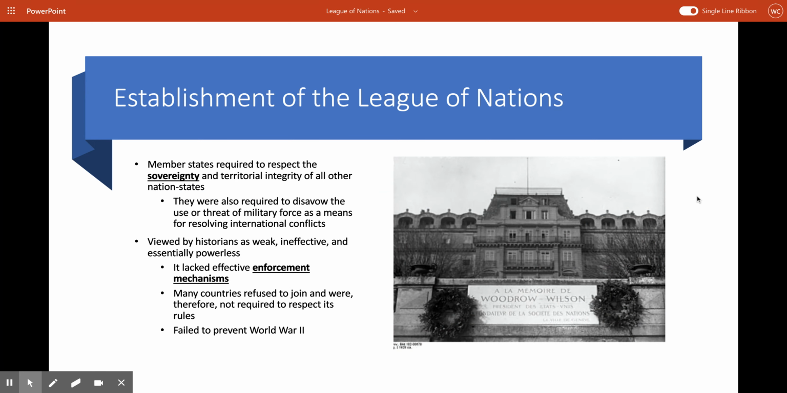What was required of those who were members of this league? So, members of the League of Nations were required to respect the territorial integrity and sovereignty of all other nation states, right? So that's the reason why the Soviet Union was expelled, right? They did not respect the borders of Finland. They invaded Finland. So they were not respecting the territorial integrity of that country and were therefore expelled.